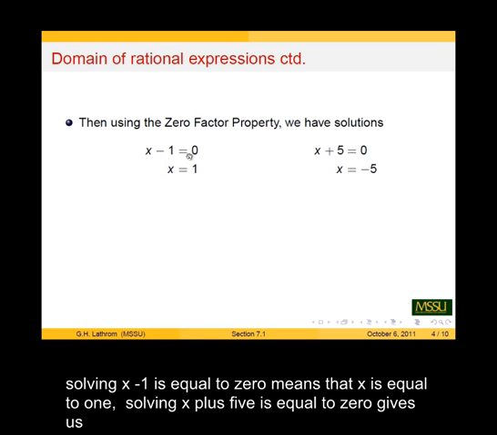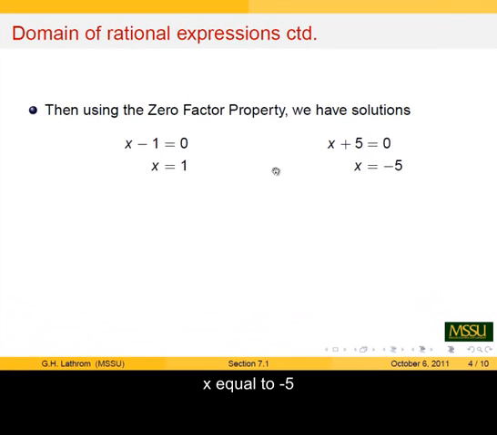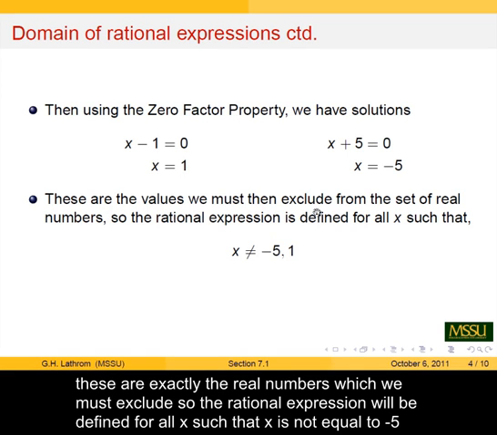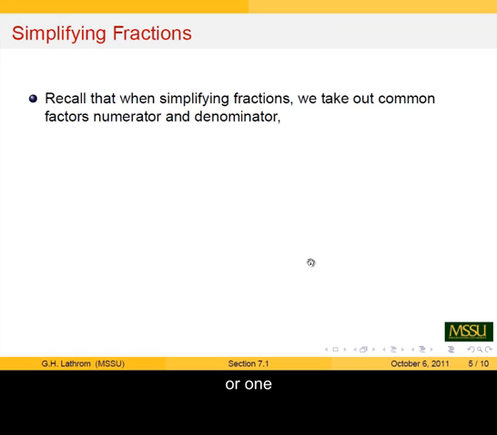Solving x minus 1 is equal to 0 means that x is equal to 1. Solving x plus 5 is equal to 0 gives us x equal to -5. These are exactly the real numbers which we must exclude, so the rational expression will be defined for all x such that x is not equal to -5 or 1.